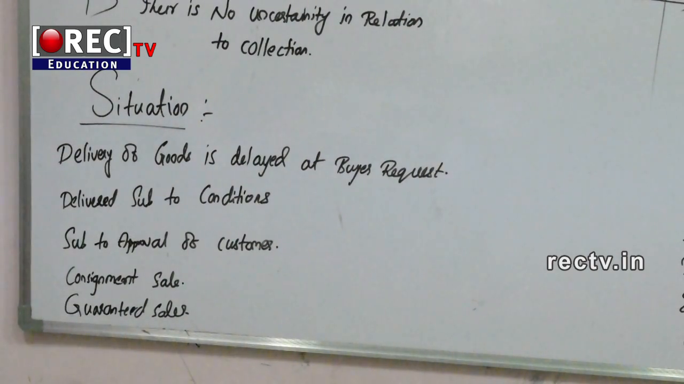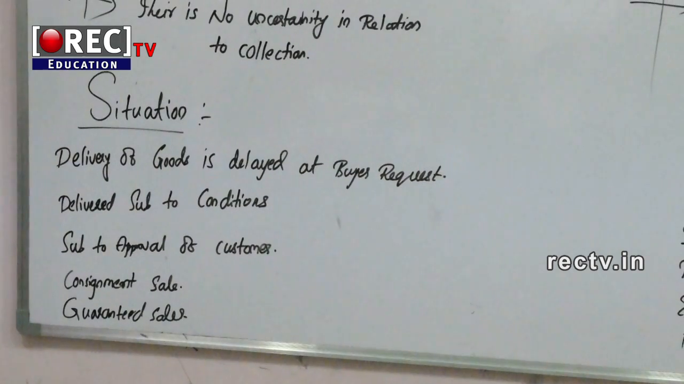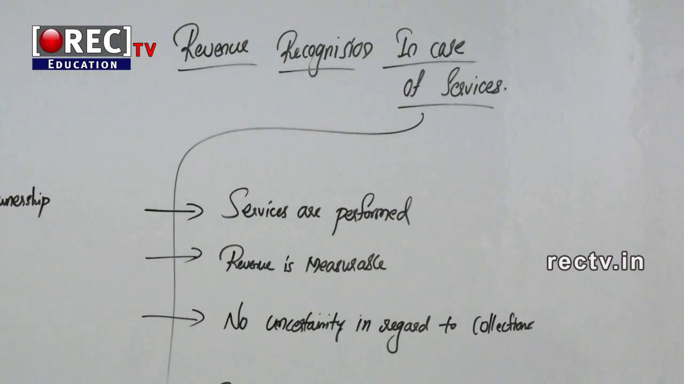And now we go to revenue recognition in case of services. In case of services, the revenue can be recognized when the following conditions are cumulatively met. First, services are performed. If no services are performed, you cannot treat it as a service, so services should be performed. The second condition is that revenue is measurable. And the third condition is no uncertainty in regard to collections.